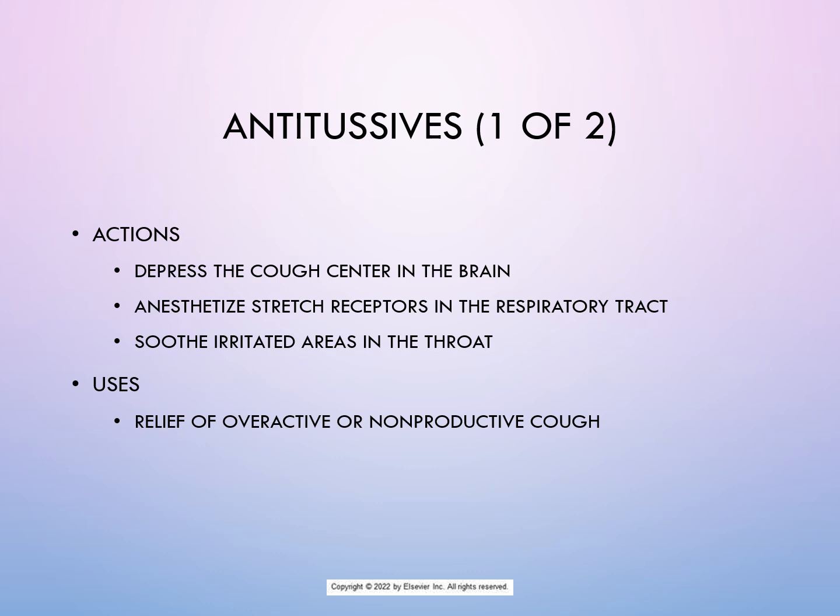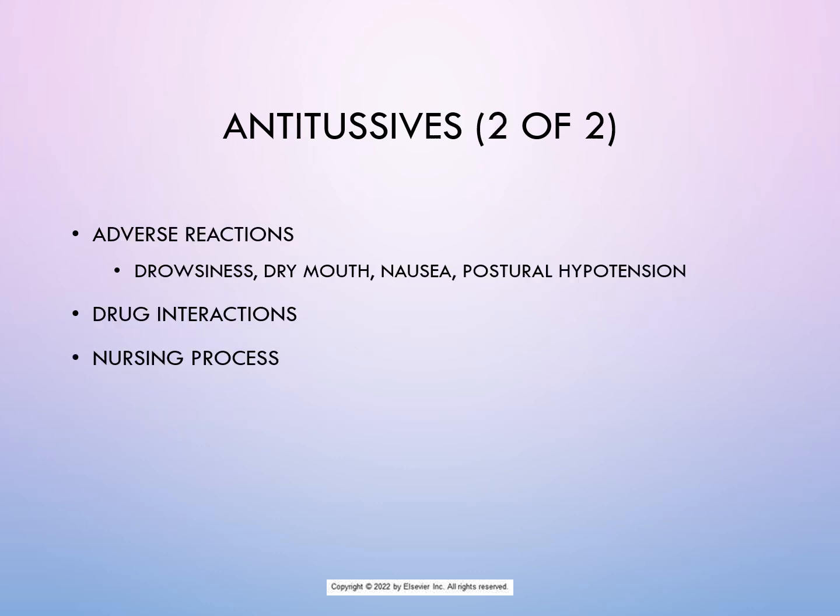The main action of an antitussive will depend on whether an opioid is included. Narcotic or opioid antitussives will suppress the cough reflex by acting directly on the cough center in the medulla of the brain. Common side effects of antitussives include drowsiness, dry mouth, nausea, and postural hypotension.